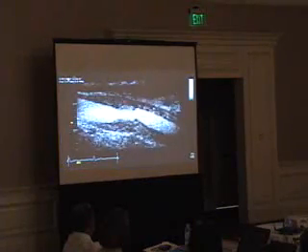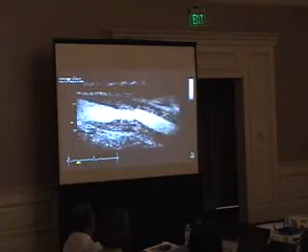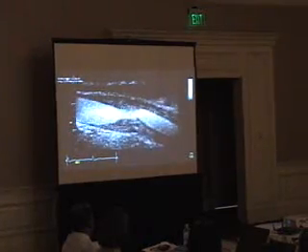This is a patient from Milan. It is not atherosclerosis or diabetes, it's Takayasu's disease. So again, we see tremendous neovascularization in the intimal layer. So it's looking at atherosclerosis, inflammation, not just atherosclerosis.